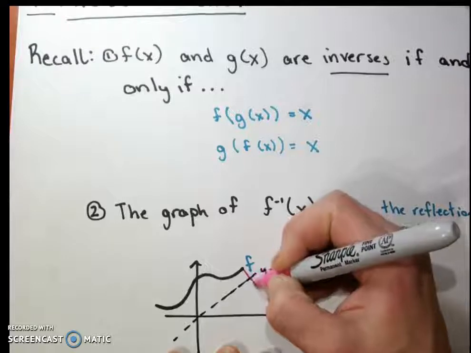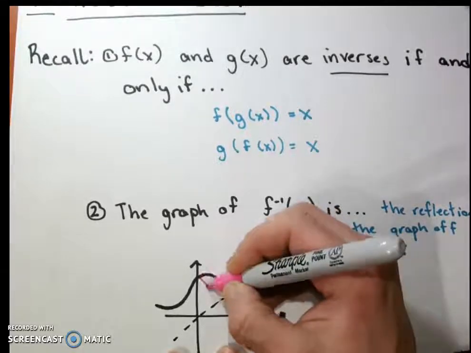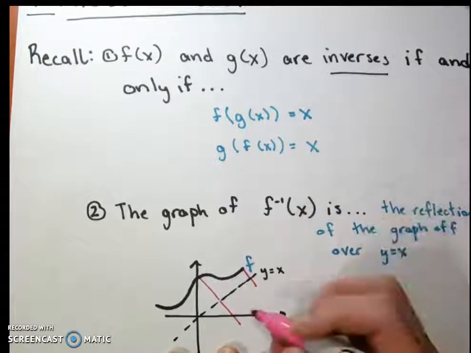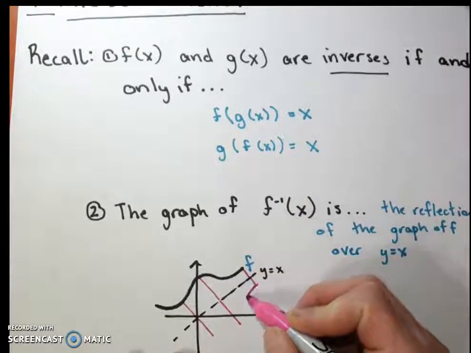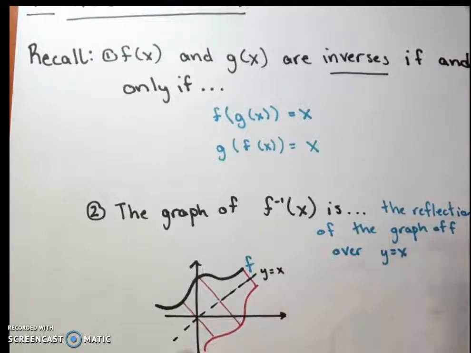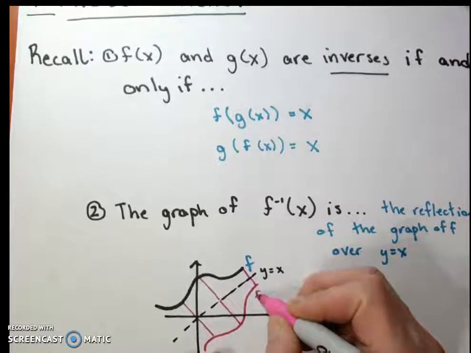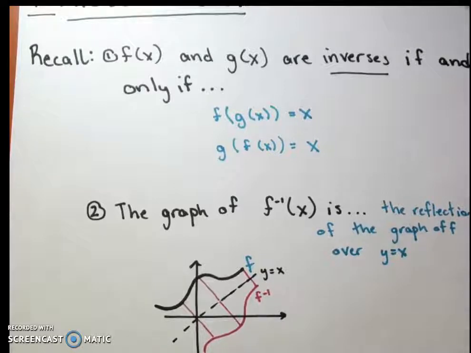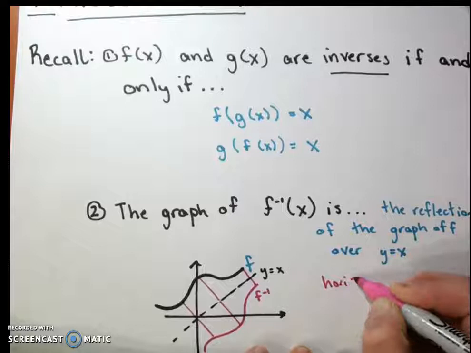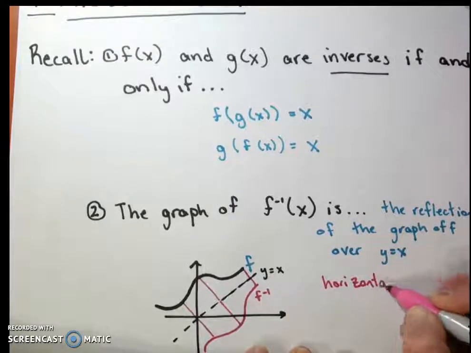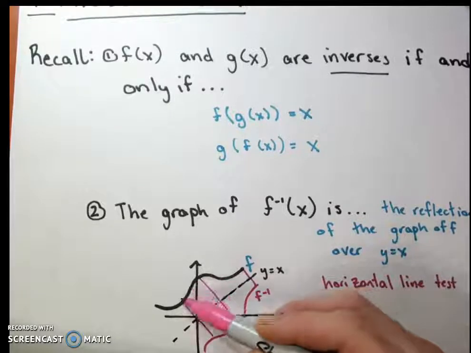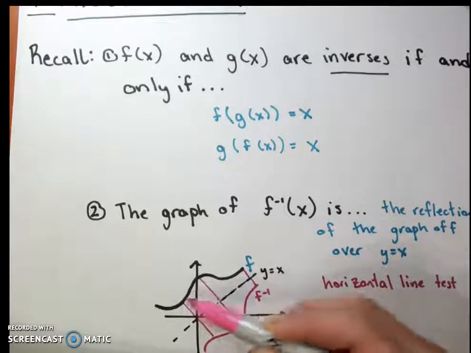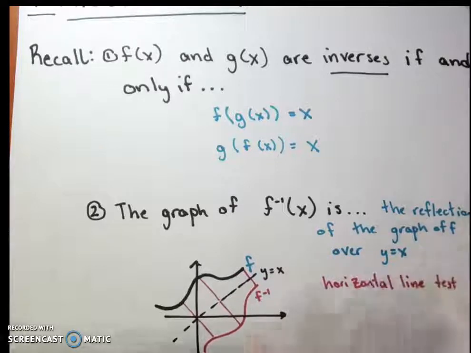So take each of these points, put it equally on the other side. This one would go to about there, and connect them up. So it looks something like that. This pink one would be f inverse. And this gave us this idea of the horizontal line test, which, if you remember, said that a function has an inverse if every horizontal line crosses that original function only once.